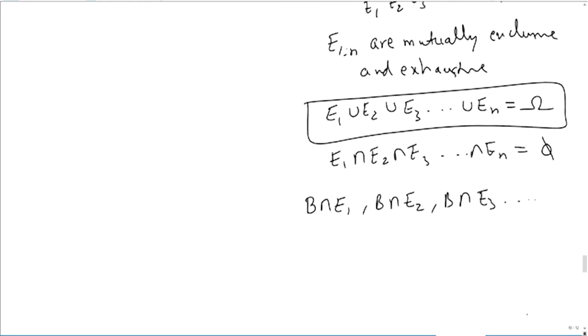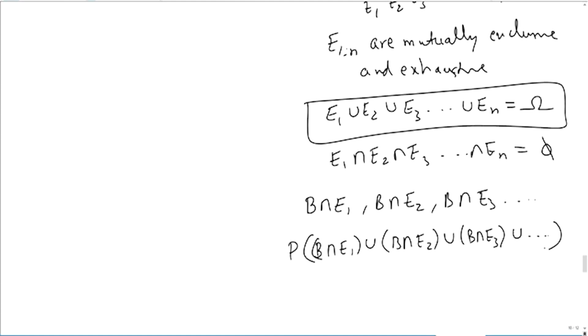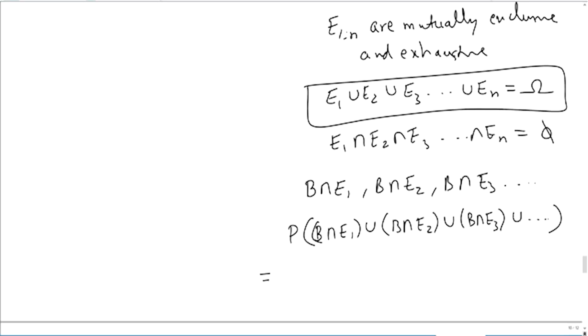Okay. Let us say I want to calculate the probability of B intersection E1 union B intersection E2 union B intersection E3, and so on. Now, can you apply the third axiom here? You can, because B intersection E1, B intersection E2, B intersection E3, all these events are going to be mutually exclusive. Yeah, you can see here.